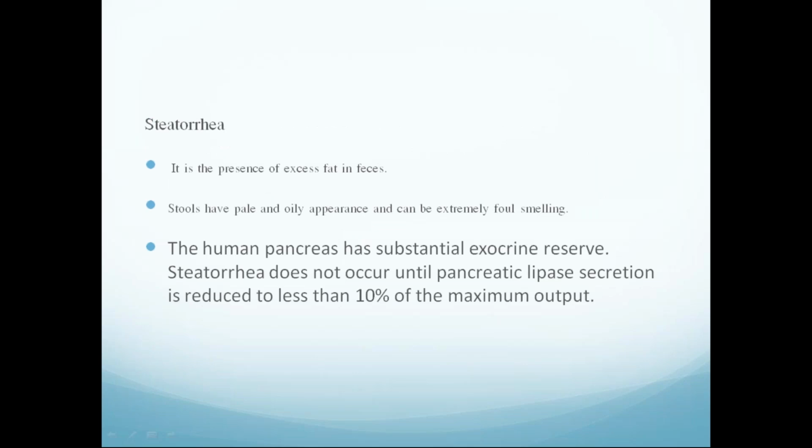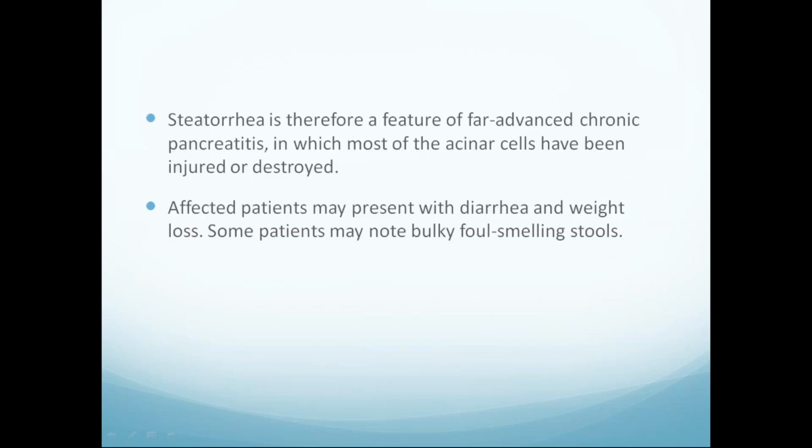Okay, steatorrhea. What is steatorrhea? Basically, it is presence of excess fat in the feces. So, how do you detect steatorrhea? By fat stool examination. So, stools are pale and oily in appearance and can be extremely foul smelling. The human pancreas has substantial exocrine reserve. Steatorrhea does not occur until pancreatic lipase secretion is reduced to less than 10% of the maximal output.